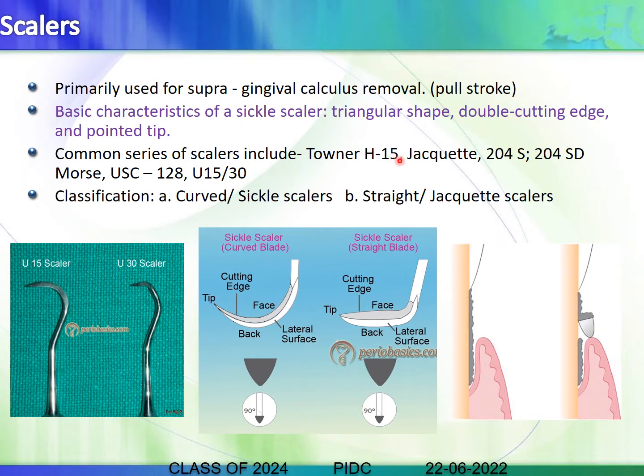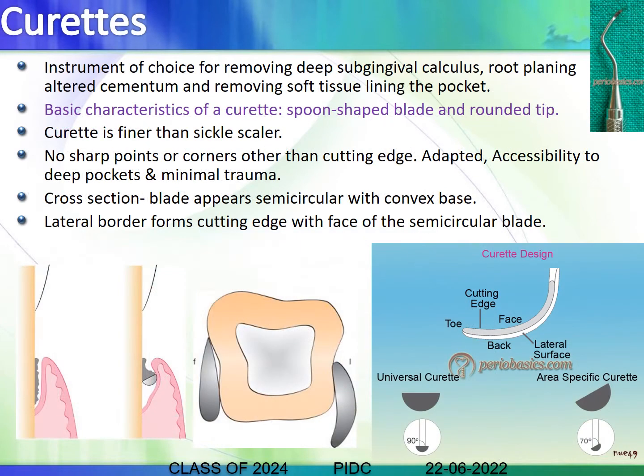And common scalers include the Jacquette scalers, Towner H5 scaler, 204S, 204SD scalers. They could be further classified as curved scalers and straight Jacquette scalers. So coming on to curettes, this is the instrument of choice for removing deep subgingival calculus, root planing altered cementum, and removing the soft tissue lining of the pocket.